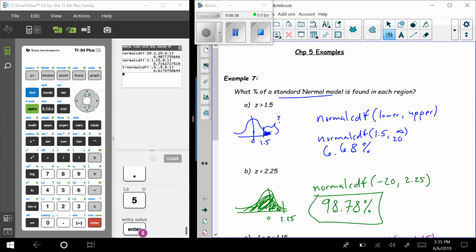Coming up, we have example number 8, where we'll talk about some Angus steers.